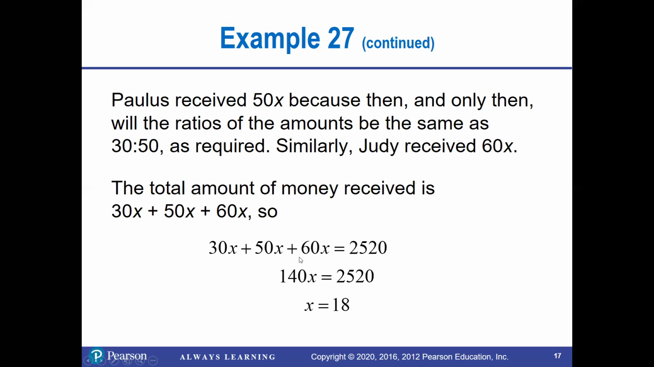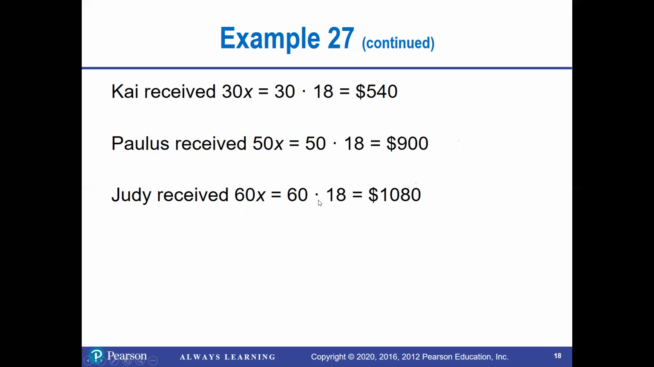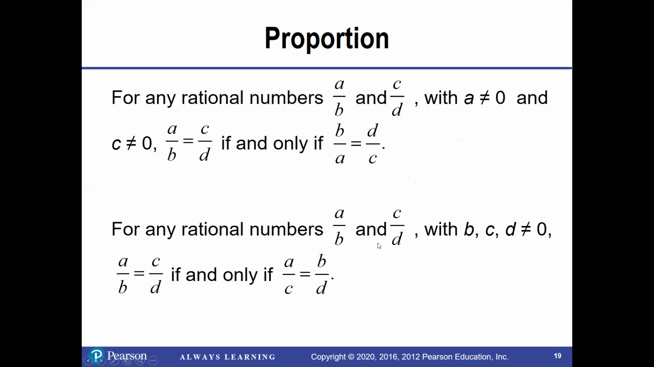Now, how do you tell how much they get paid? Take your unit rate times the hours they worked. So 30 times 18, I got 540. Paulus got 900 because 50 times 18. And Judy received 1,080 because she worked 60 hours, so she got more money. All of that should add up to your 2,520, whatever it was.